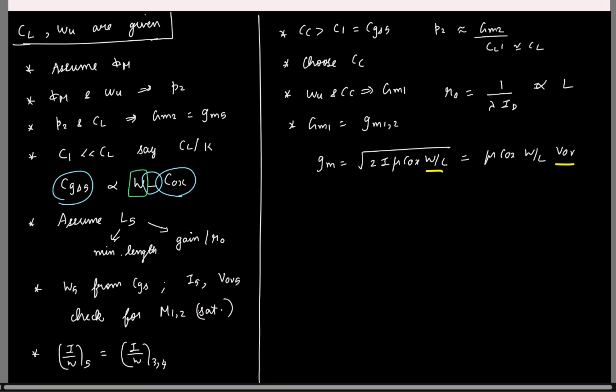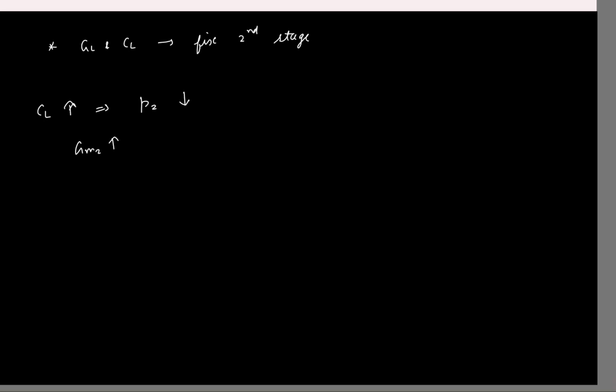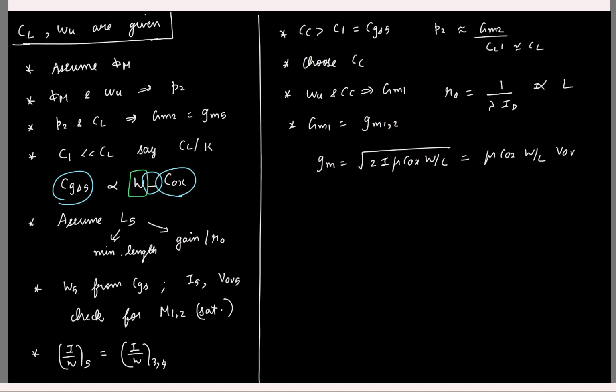You have to assume something and proceed. There is no other way. And what do you think might be a reasonable thing to assume? W by L, okay, don't. Overdrive is a reasonable thing to assume. Why is that so? Not just that. See, here, I will draw it here, it's better. This is your first stage.